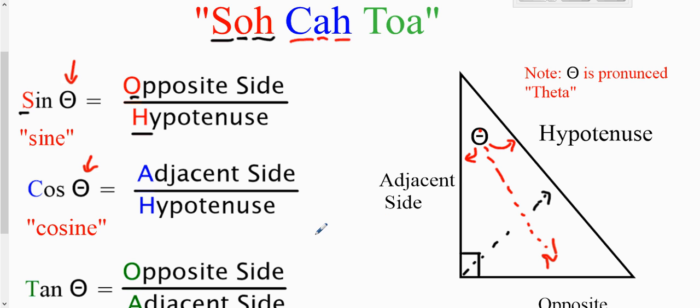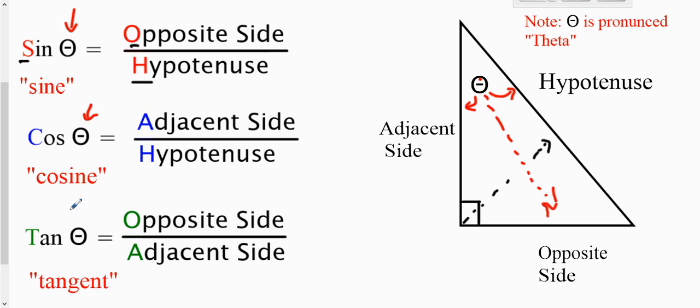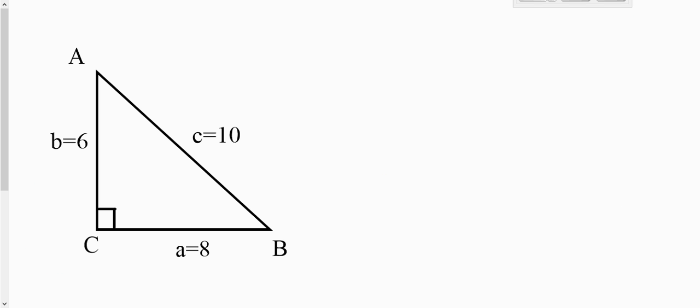And lastly, we have T, which stands for tangent. So T, tangent, is equal to opposite over adjacent. There it is. And again, our point of reference is theta. It never changed on this particular problem. It's going to be our opposite side over our adjacent side. Opposite over adjacent.